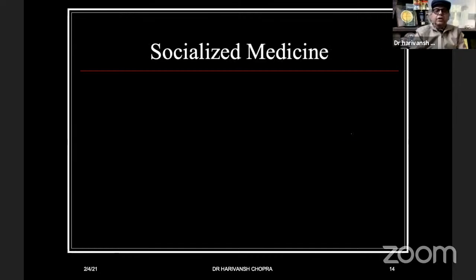Then moving forward, there is another word which is used: socialized medicine. Can anybody tell me what is the difference between social medicine and socialized medicine?